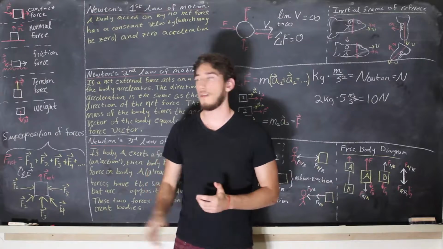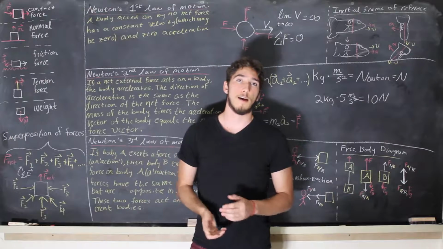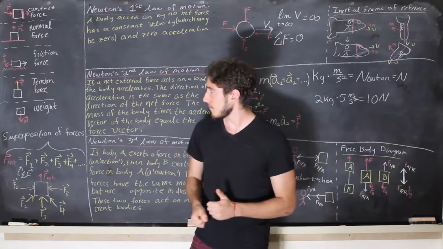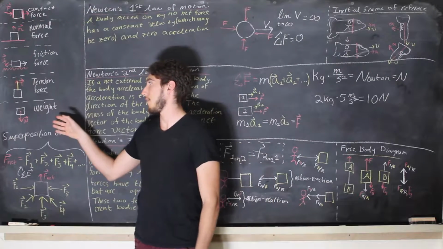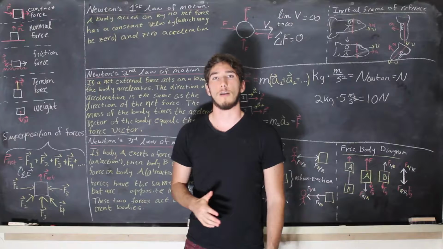opposite in the direction. The next force is the tension force, and the tension force is the force that a fully stretched out rope exerts on a body. And lastly, we have weight, which is the force that gravity exerts on the body.